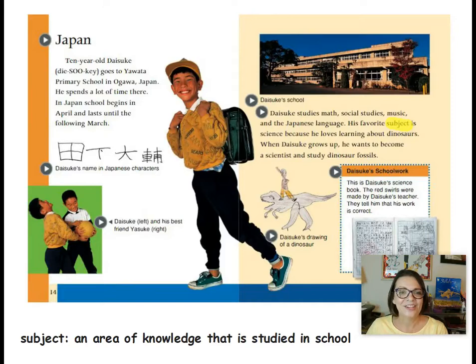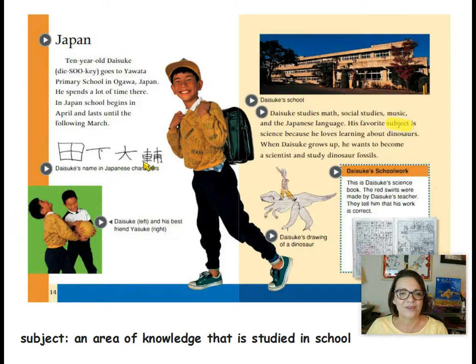Japan. 10-year-old Daisuke goes to Yowata Primary School in Ogawa, Japan. He spends a lot of time there. In Japan, school begins in April and lasts until the following March.